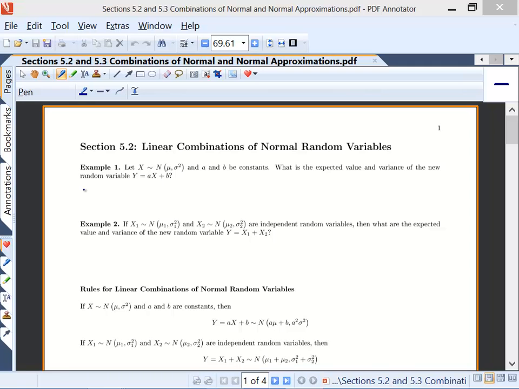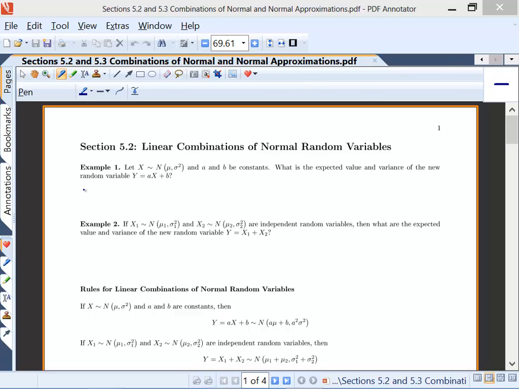So section 5.2 is linear combinations of normal random variables. Now I'm going to tell you in advance, when you look at the solutions manual, it makes these look incredibly complicated, and it's really not. So follow my method and not their method when you try and do it.